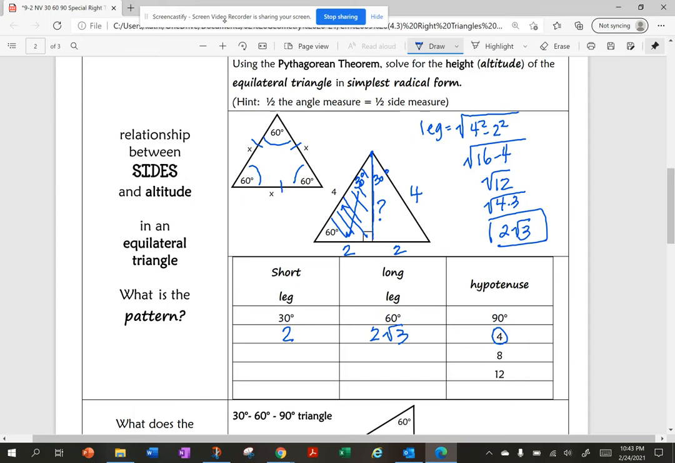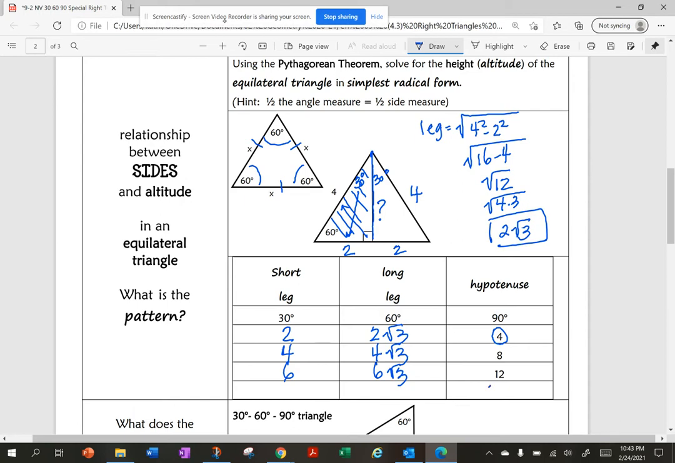Okay, if I start out with my hypotenuse being 8, the short leg across from 30 is going to be 4. And the long leg is going to be 4 times the square root of 3. So if my hypotenuse is 12, my short leg is 6, and my long leg is 6 times the square root of 3.